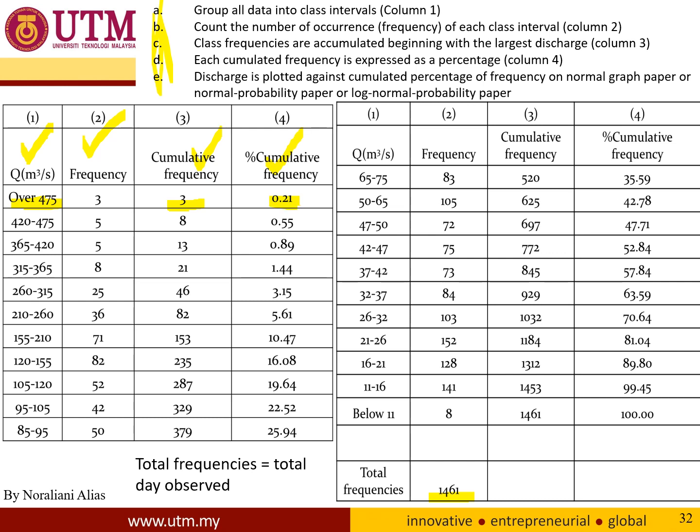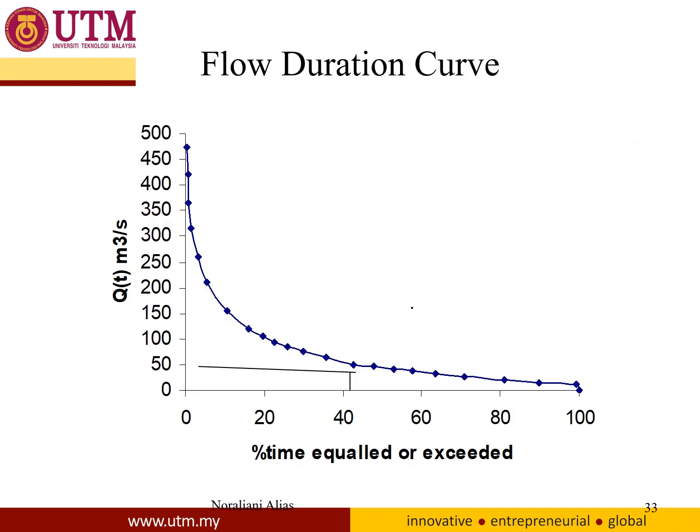3 divided by 1461 multiplied by 100, so this is how you get 0.21%. You can test and try to calculate whether this is correct or not. Then, according to the percentage, you can just plot this, so it becomes a flow duration curve.